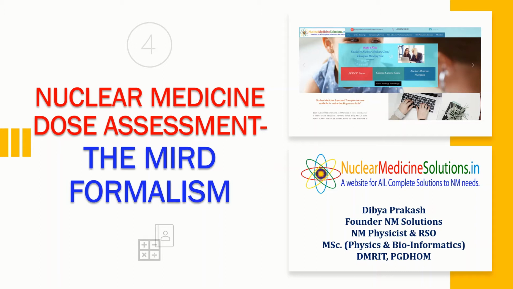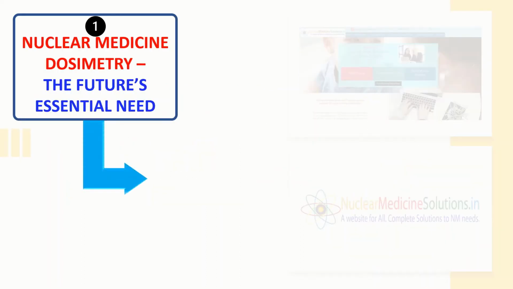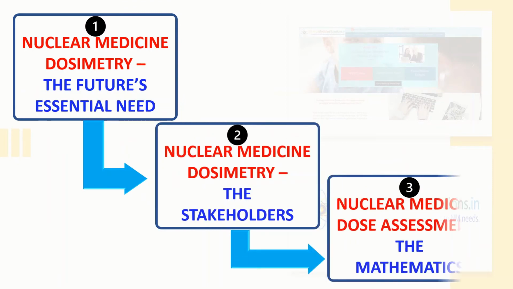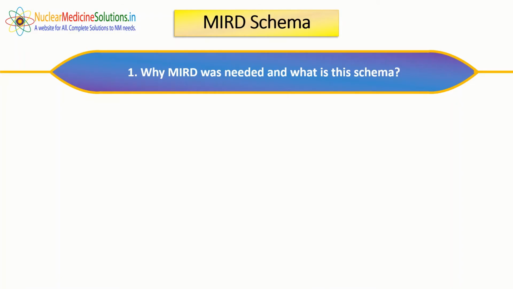This is the fourth video of the nuclear medicine dose assessment series, and in this video we are going to discuss the MIRD formalism. In the last three videos we discussed nuclear medicine dosimetry, the future's essential need, nuclear medicine dosimetry, the stakeholders, and in the third video the name was changed from nuclear medicine dosimetry to nuclear medicine dose assessment. In that video we discussed the mathematical part of nuclear medicine dose assessment, and we saw how to calculate absorbed dose. In this video we are going to discuss the MIRD schema.